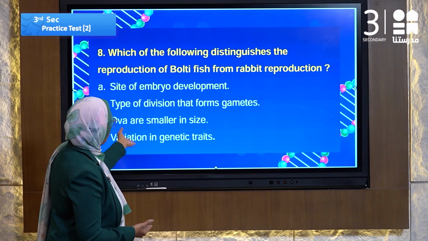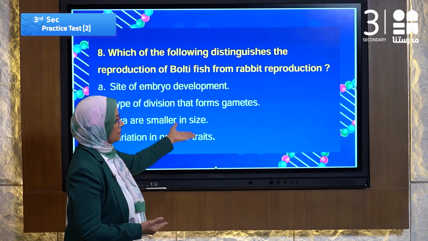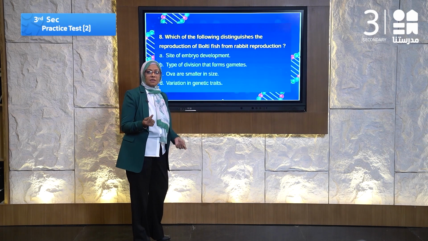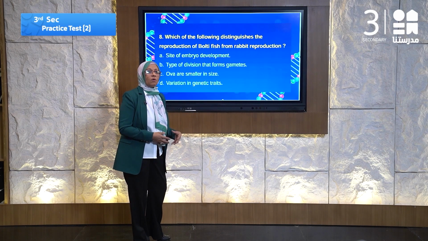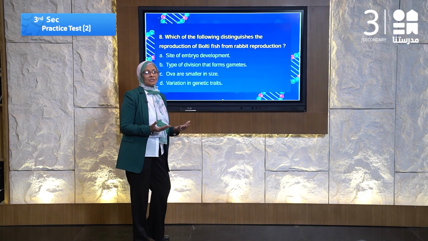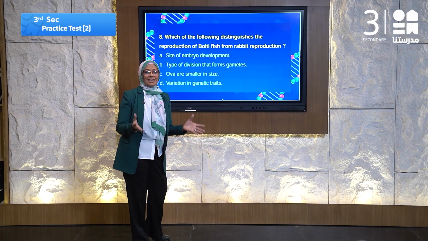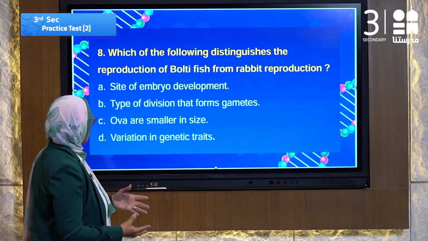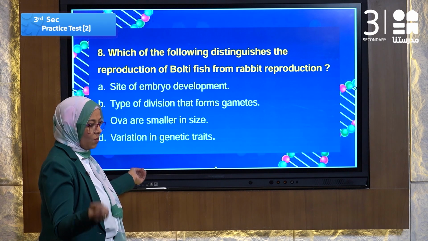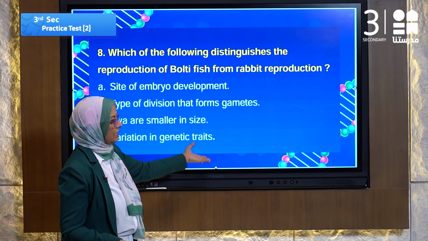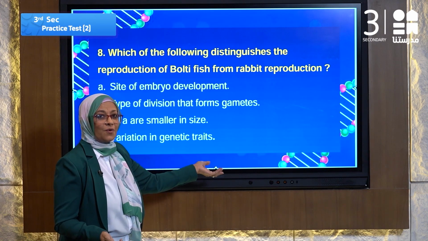C, ova are smaller in size. Ova is only one cell, small in size in all living organisms except bird eggs, which are larger inside. Thank God for that. Large eggs, you can eat them. No, all living organisms have ova with a small cell size. D, variation in genetic trait. Let's go to the answer.